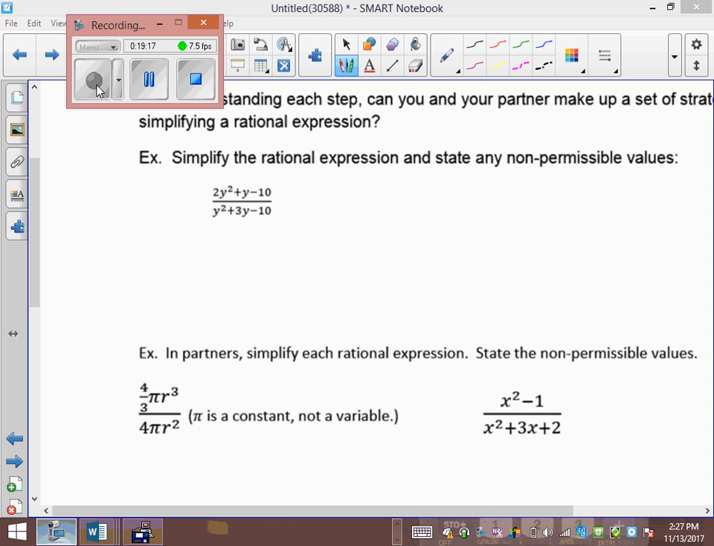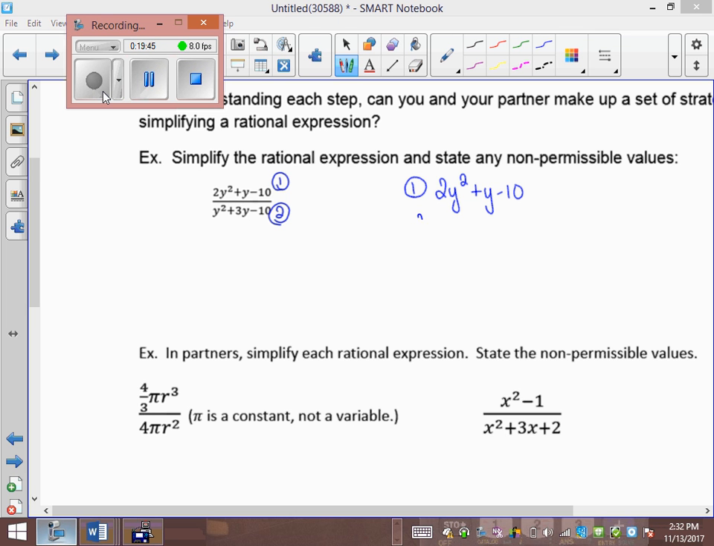Simplify the rational expression and state any non-permissible values. 2y squared plus y minus 10 all over y squared plus 3y minus 10. Okay, so you get 2y squared plus y minus 10. Well, you should have.